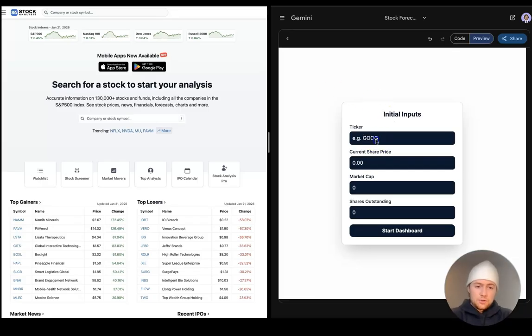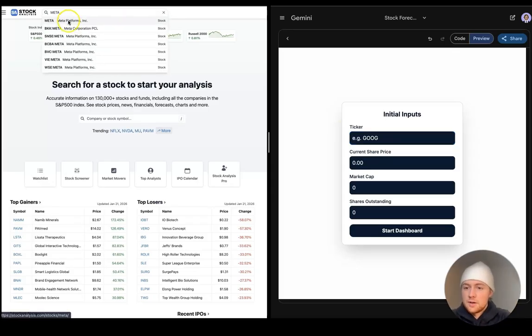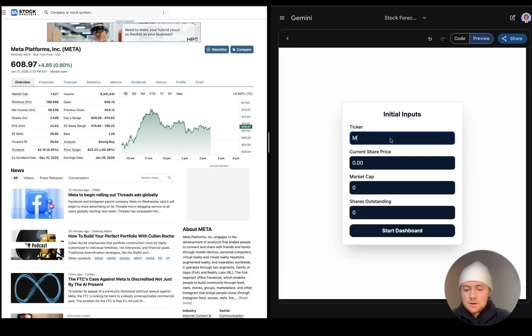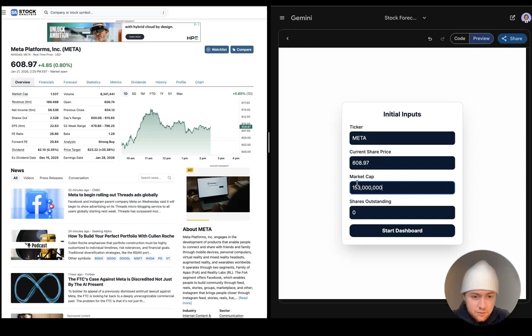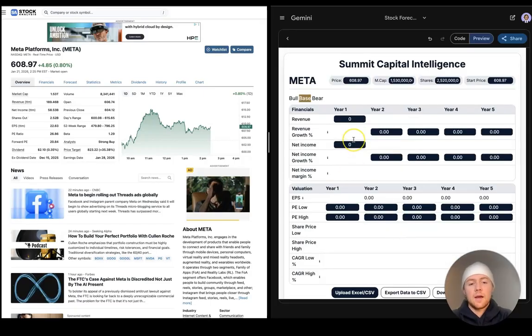I'll also show you a little bit more about the tool and what we're working with right now. As of right now, you have to input all of these metrics, which I'm getting from Stock Analysis here. I'll search up the ticker, Meta. Current share price is 608.97. Market cap is 1.53 trillion, so that's million, billion, trillion. And shares outstanding is 2.52 billion. There we go. All right, start dashboard.